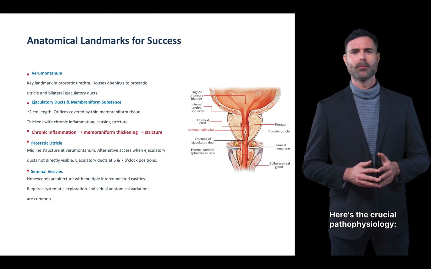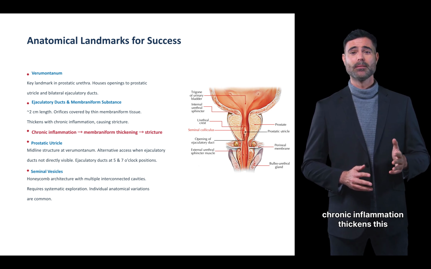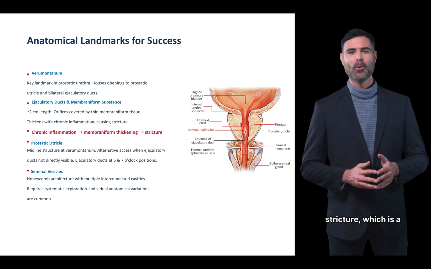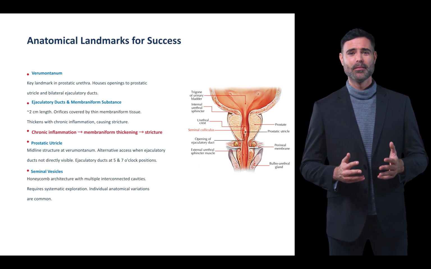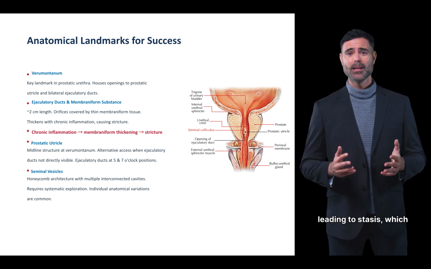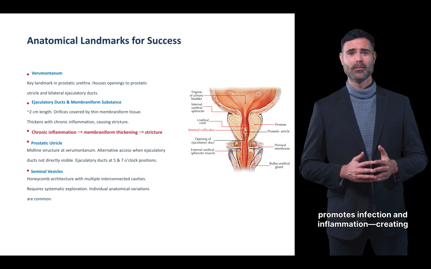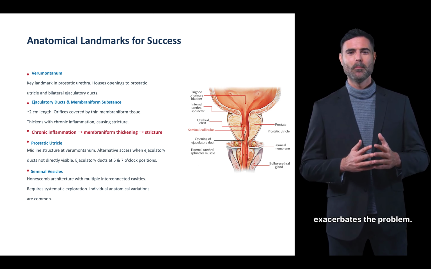Here's the crucial pathophysiology. Chronic inflammation thickens this membraniform tissue, progressively causing stricture, which is a narrowing of the ducts. This stricture impairs drainage, leading to stasis, which promotes infection and inflammation, creating a vicious cycle that exacerbates the problem.